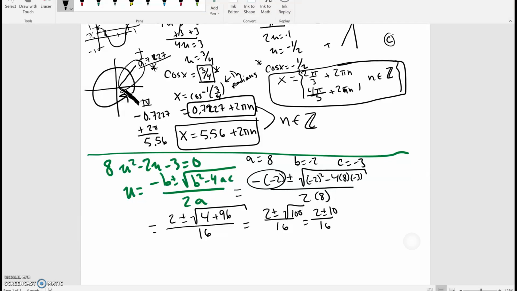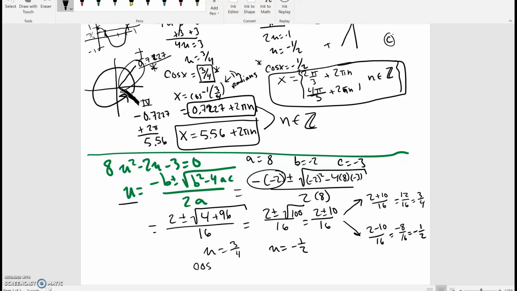So a little bit more mathematical, but you'll still get the right answer because I can separate it into 2 plus 10 over 16 and 2 minus 10 over 16. So I'm going to get 12 over 16, which in turn gives me 3/4. Here I'm going to get negative 8 over 16, which in turn is going to give me negative 1/2. So notice that now u is equal to 3/4, and u equals negative 1/2. And I knew what u was equal to: u was equal to the cosine of x. So cosine of x equals 3/4 and cosine of x equals negative 1/2.